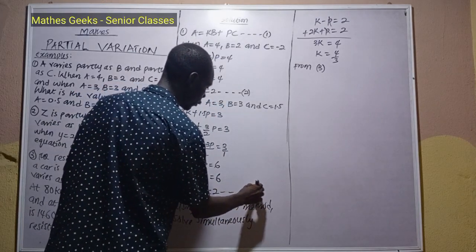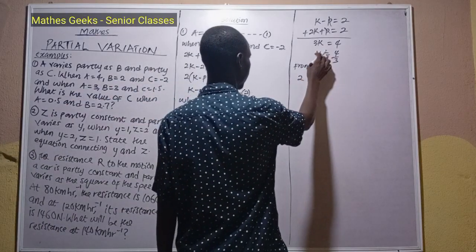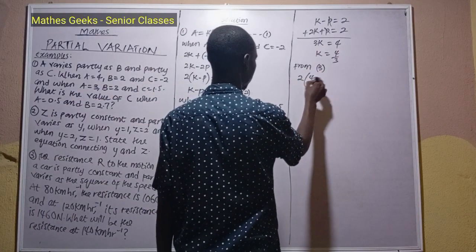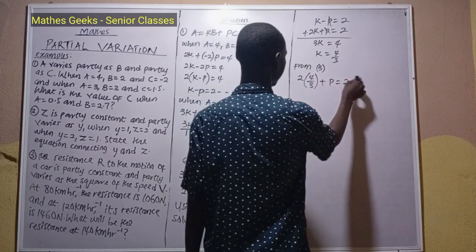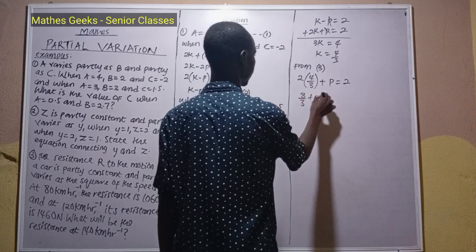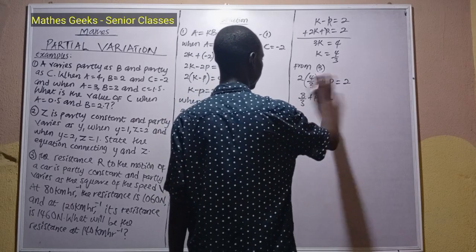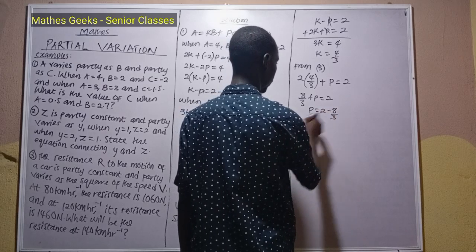Okay, and equation 3 is 2k. And in place of k, I'm going to put 4 over 3: 2 times 4 over 3 plus p is equal to 2. That is 8 over 3 plus p equal to 2. So I'm going to bring this to this side. p is equal to 2 minus 8 over 3.